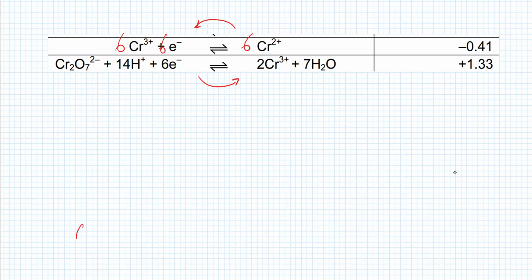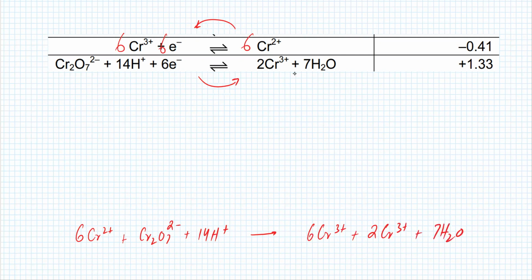In the first one, the reactant is 6 Cr2+, I think. Lower potential loses, higher potential gains. Over here, you've got Cr2O7 2- plus 14H+. And the product in the first one is 6 Cr3+, and in the second one, the product is 2 Cr3+ plus 7 H2O. Now, 6 Cr3+ and 2 Cr3+ can be written as 8 Cr3+ over here.